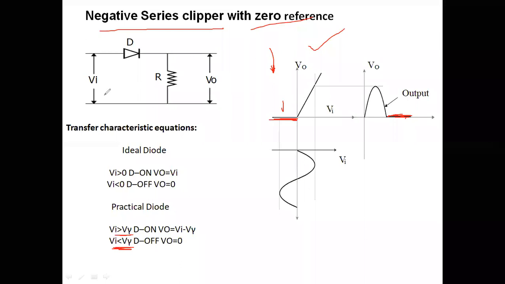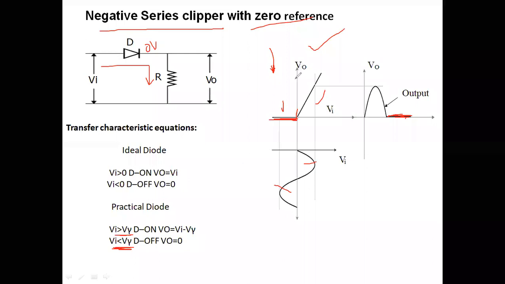Ideal case you can easily draw. When you apply, this is at zero potential. If you apply a positive cycle, diode gets on. When diode is on, whatever input occurs appears at the output terminal. Therefore, in the positive cycle we may get the output. This is your positive cycle and this is your negative cycle.